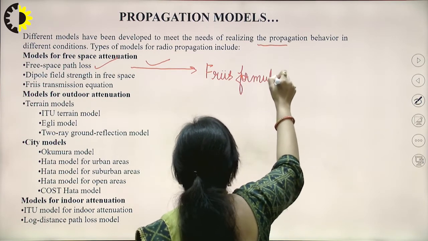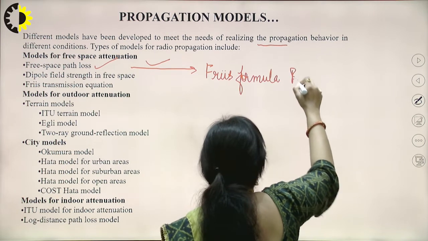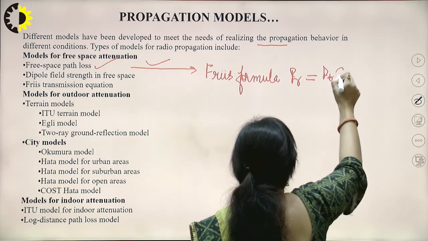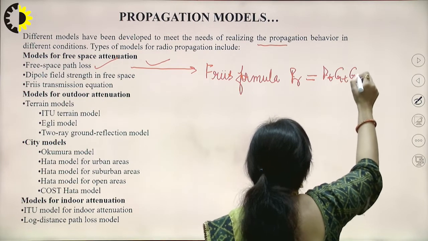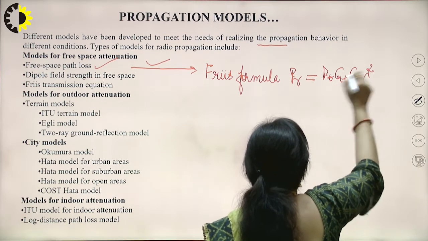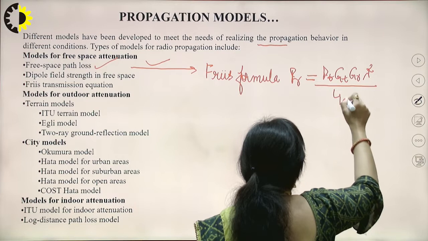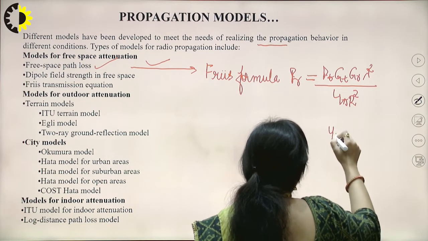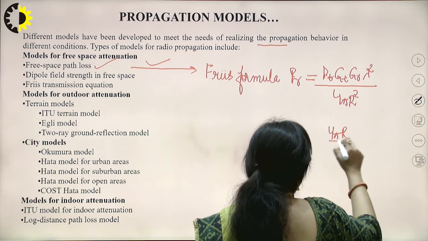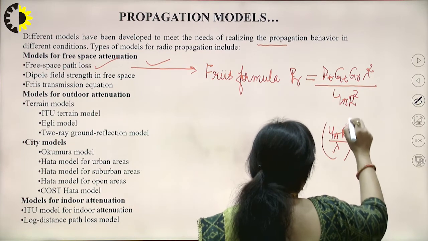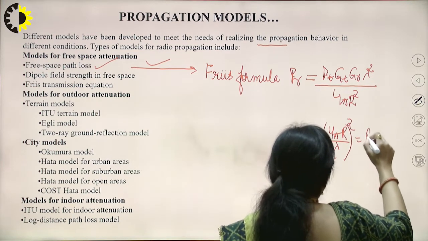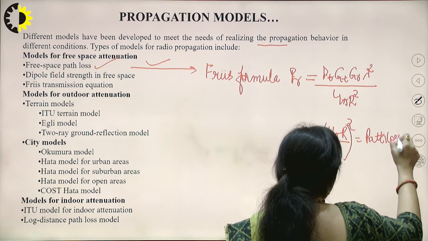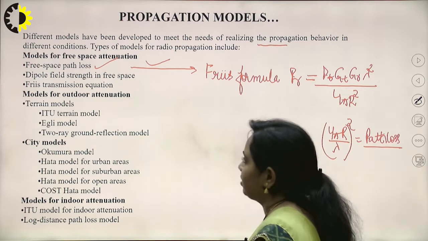And in this condition, I have told you in the previous slide also, the received power will be given as PT GT GR lambda square upon 4 pi r square. So 4 pi r upon lambda whole square is nothing but the path loss, and we have to calculate it in terms of decibels.